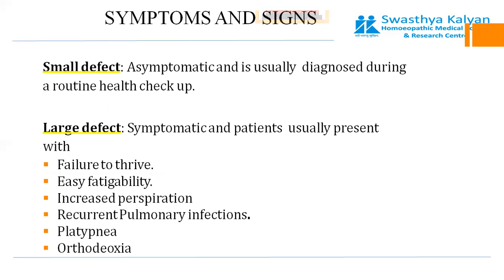Now the signs and symptoms associated with this defect. Usually small defects are asymptomatic, and it is only during the routine checkup that they come to your notice. Whereas large defects are symptomatic and the patient will present with failure to thrive, that is their survival is difficult as they have less oxygen circulating in their blood. They get easily tired, that is fatigability, increased perspiration, recurrent pulmonary infections, platypnea and orthodeoxia.